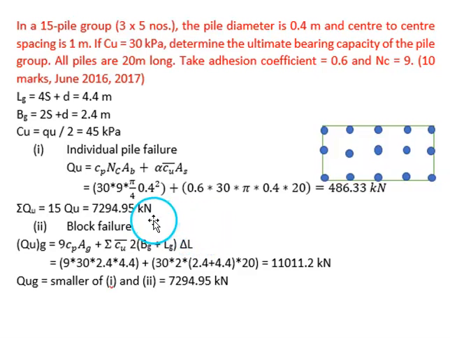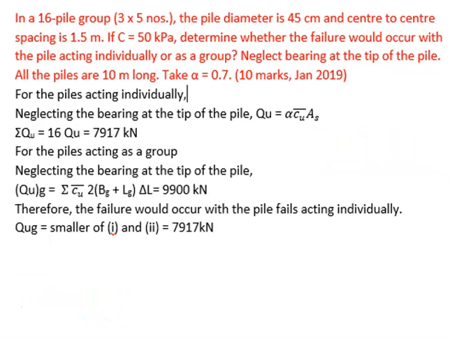So this is also a similar problem. Here it is clay soil. Here we have to consider both the criteria for individual pile failure and block failure. Then we have to estimate the capacity of the pile group based on both the criteria, and then we have to compare those two values, and the smaller one will be reported as the capacity of pile group.